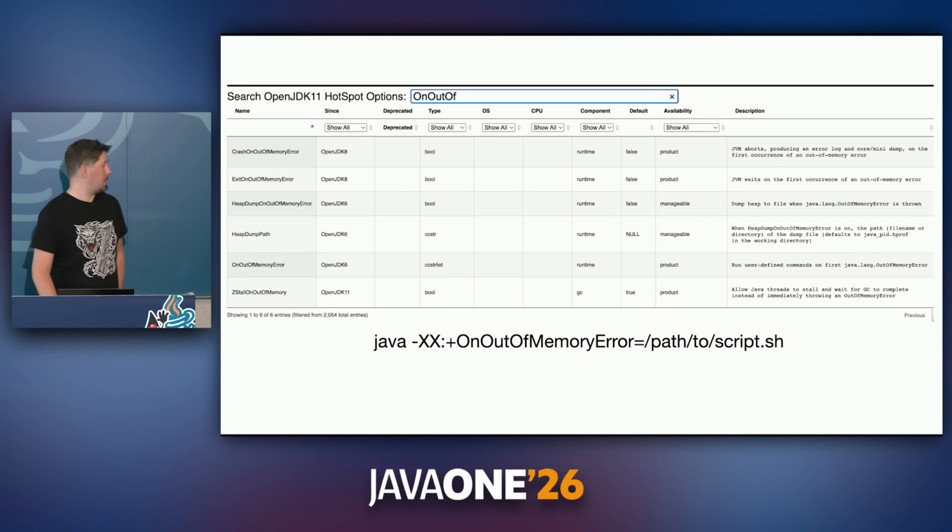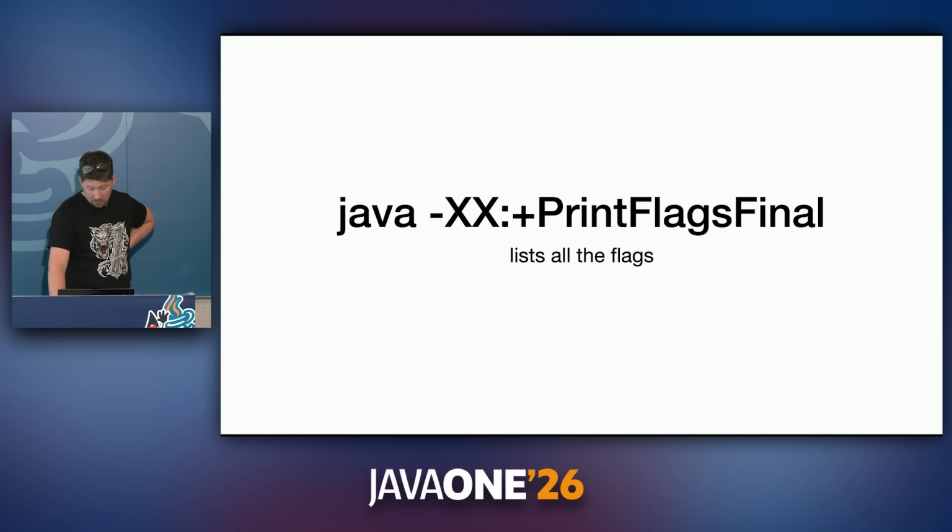And in there you can find something like, for example, XX OnOutOfMemoryError, and you can give it a path to a script, and you can see that this is available in those JDKs, and so on. And you can, for example, if there was an out-of-memory error, execute a script that will do something, and that's now up to you. That one we also talked about, that one we also mentioned.